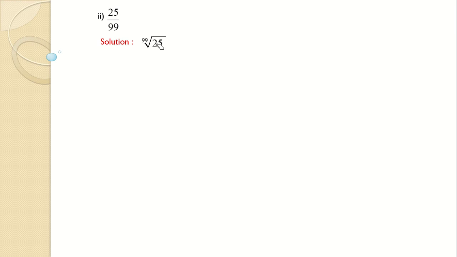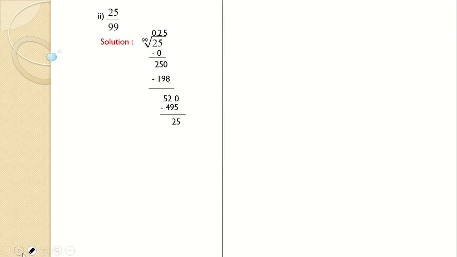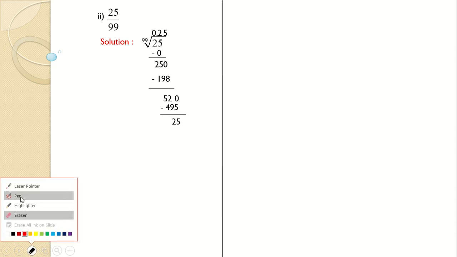So I cannot directly divide because this 25, 99 ones are 99, will not be subtracted from here, right? So we give 0 first. 99 zeros are 0 and 25 will remain. I have given a decimal point there now and I will take 10 there. 99 twos are 198, 52 remains, then I take a 0 there. Then 99 fives are 495. 25. Now see here there was 25, 25 has come again. So it is going to be a recurring type. 0.252525 is going to come again and again.